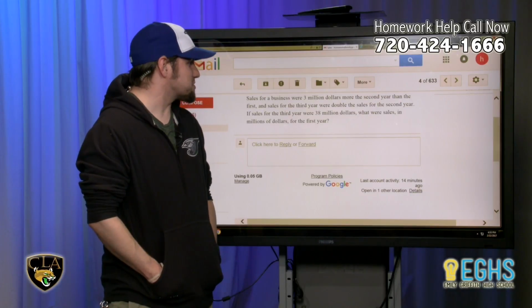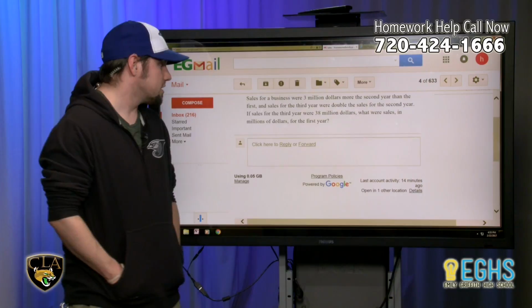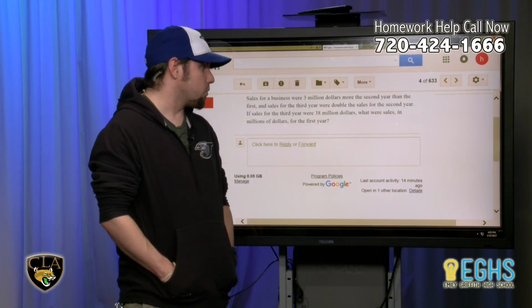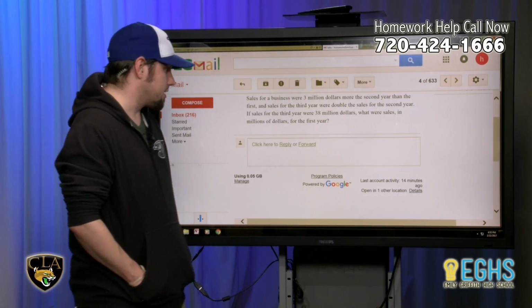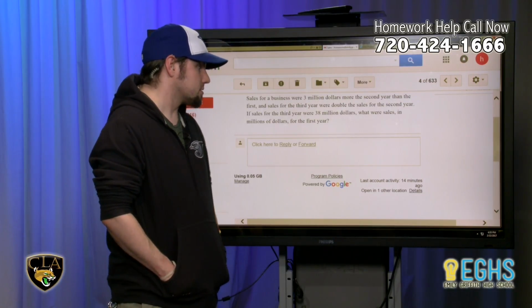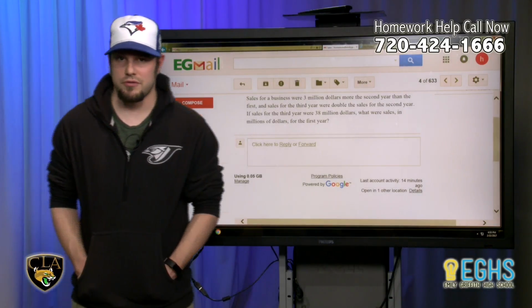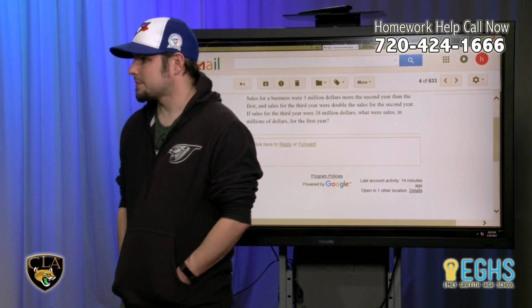Sales for a business were $3 million more the second year than the first, and the sales for the third year were double the sales for the second year. If sales for the third year were $38 million, what were the sales in millions of dollars for the first year?